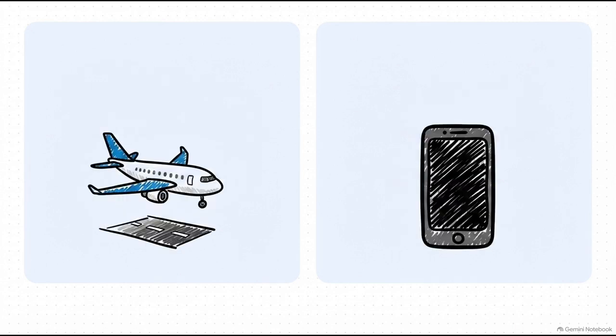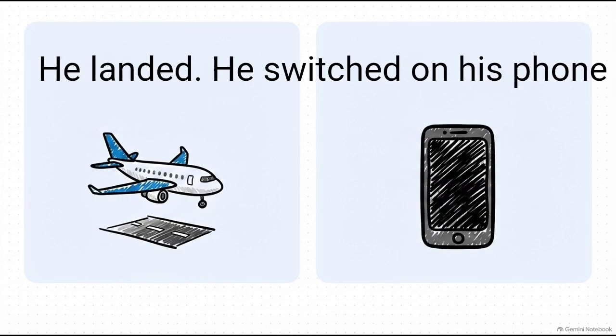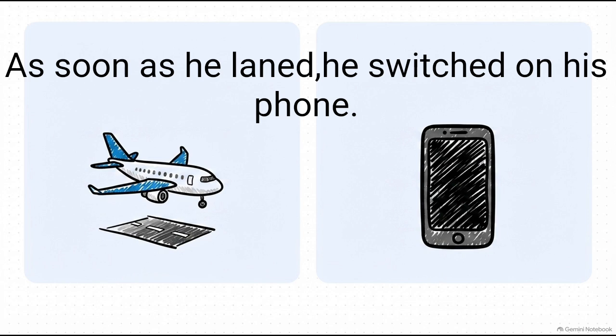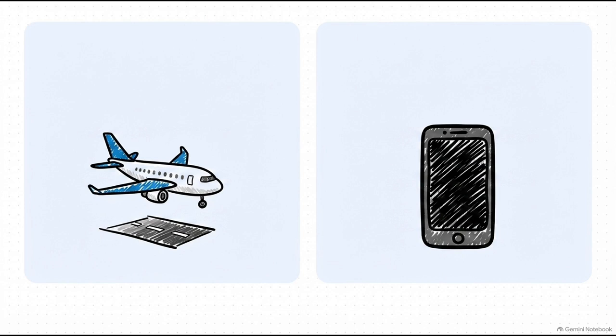Now let's talk about managing time and pacing. He landed, he switched on his phone, presents two completely isolated events. But watch what happens when we use a time-based connector. As soon as he landed, he switched on his phone. Notice how as soon as literally pulls you right into the immediate sequence of events? It creates urgency far better than separate sentences ever could.